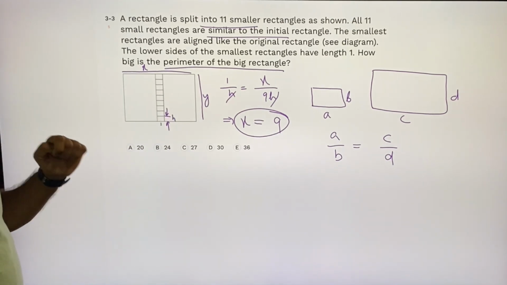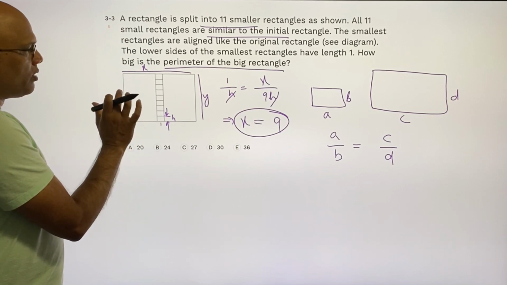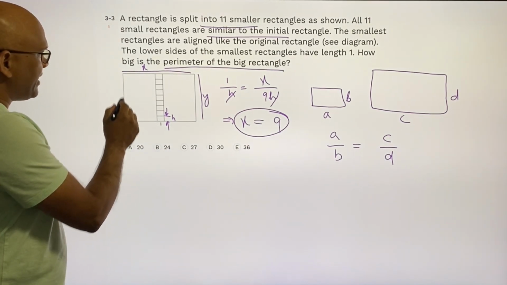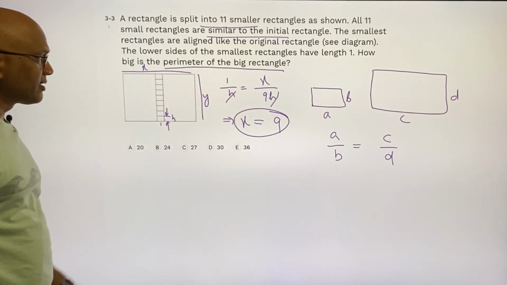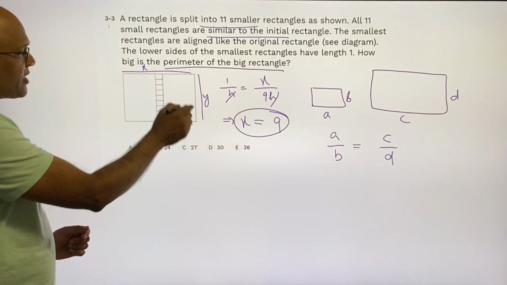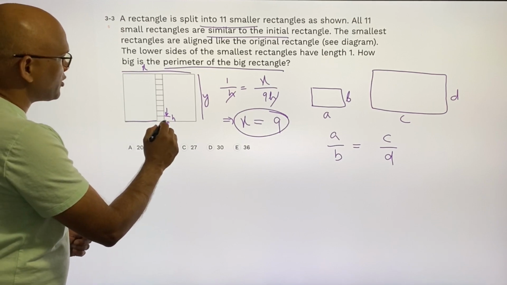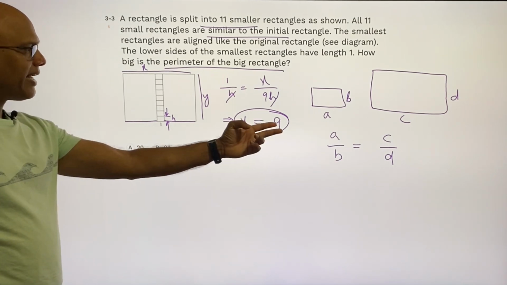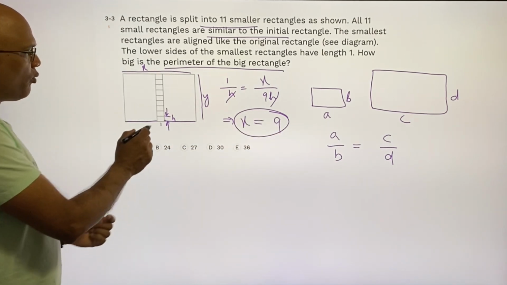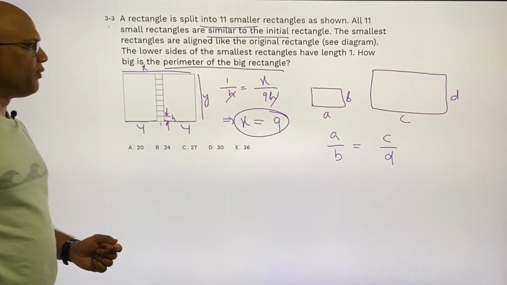Now what about Y? If we look at the medium rectangle, that is these two rectangles, the Y is the same, right? So this base has to be the same as this. But the whole thing is 9, we just found out, and 1 is already taken here, so this must be 4.